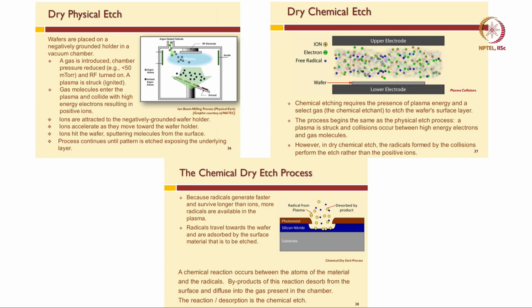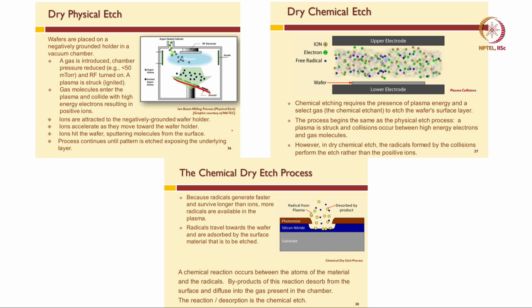Dry physical etch, dry chemical etch and the chemical dry etch process. These are three different things. So, the first one, let us focus on that, dry physical etch. Wafers are placed onto a negatively grounded holder in a vacuum chamber. Again, it is very important to have a vacuum chamber. Also, you will see that the substrate holder is tilted at a certain angle, so as to have uniform etching across the substrate.